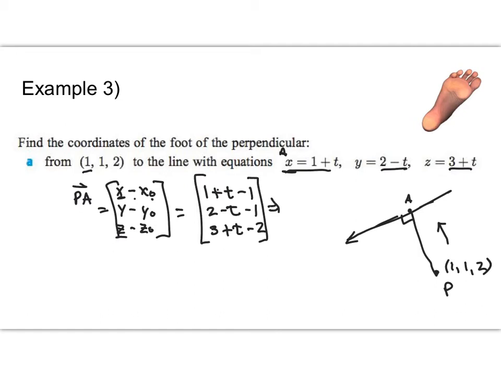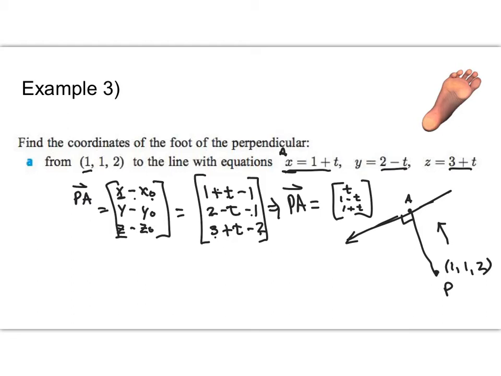So that means that P to A equals, well, just t for the first one. 2 minus 1 is 1, so 1 minus t. And 3 minus 2 is 1, so 1 plus t.